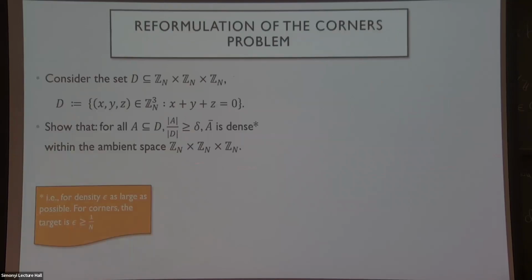Yeah, so let me tell you about this equivalent reformulation of the corners problem. It's about the set D, the set of triples with x plus y plus z equals 0. An equivalent question to the corners problem is that we need to show that for all dense subsets A, the closure of A becomes dense inside the ambient space. And of course, you'd like to prove this for density as small as possible. For the application, you want to set epsilon to be 1 over n.